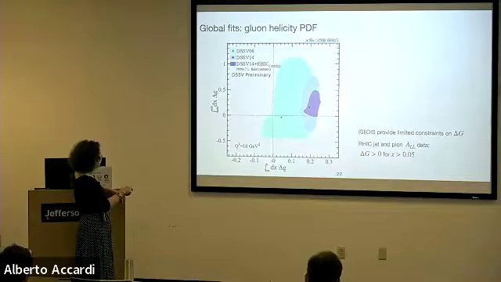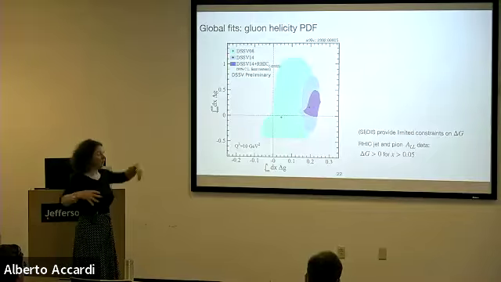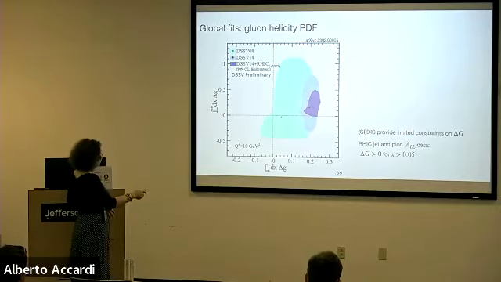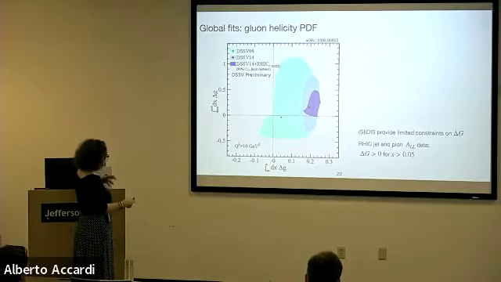And here you have the integral over this very low x region. And the wider the region, the higher the uncertainty, because it just means the larger the possible range of values for this gluon helicity distribution.